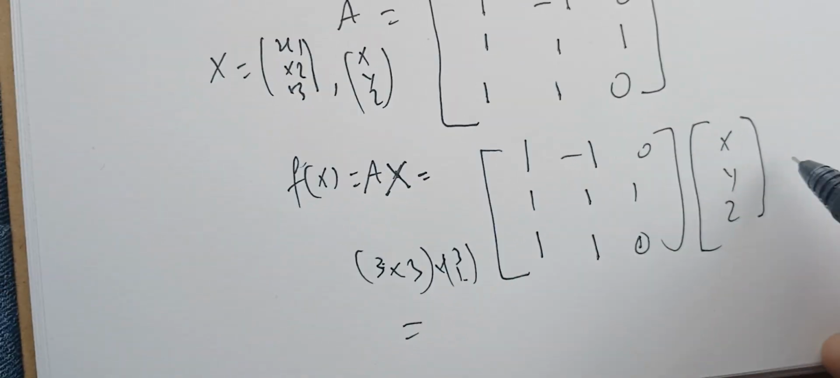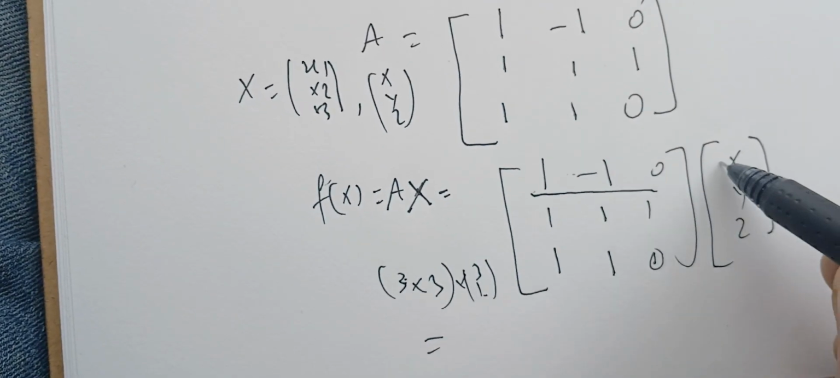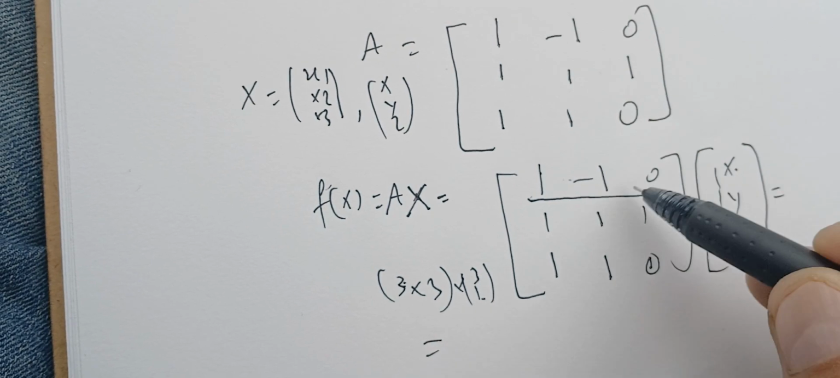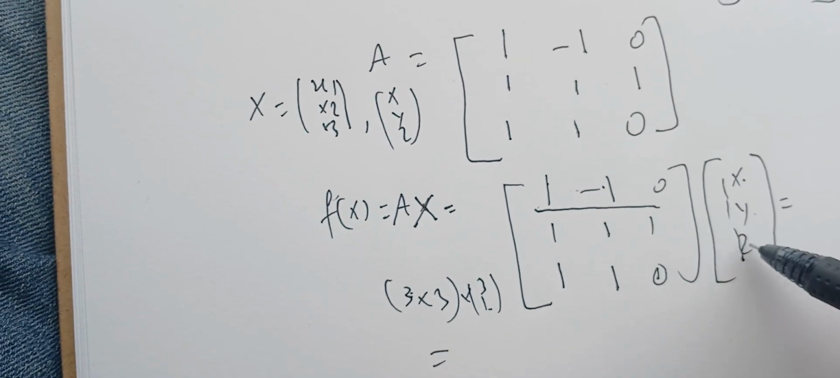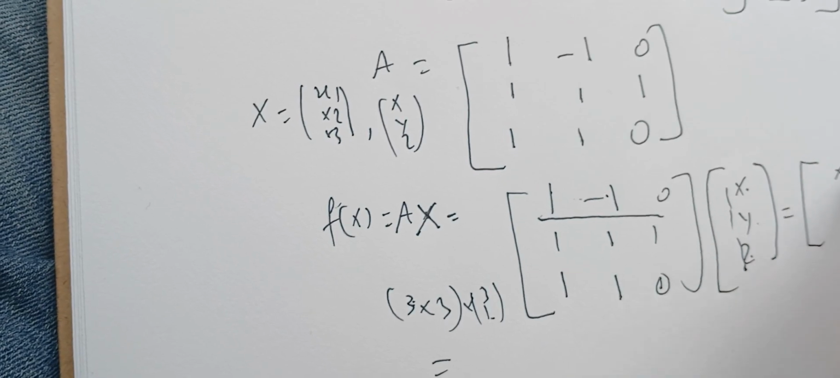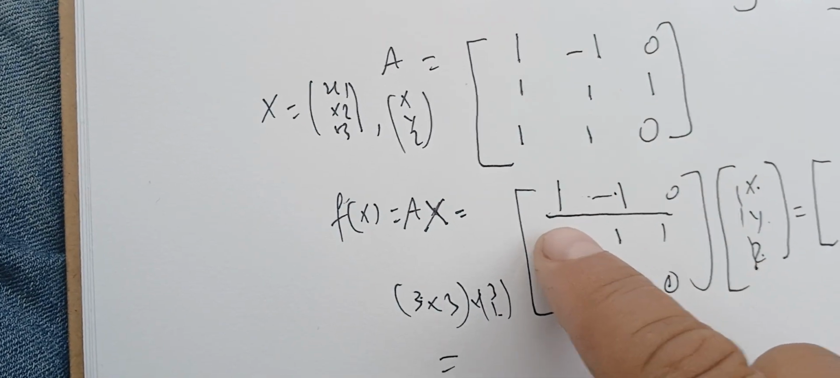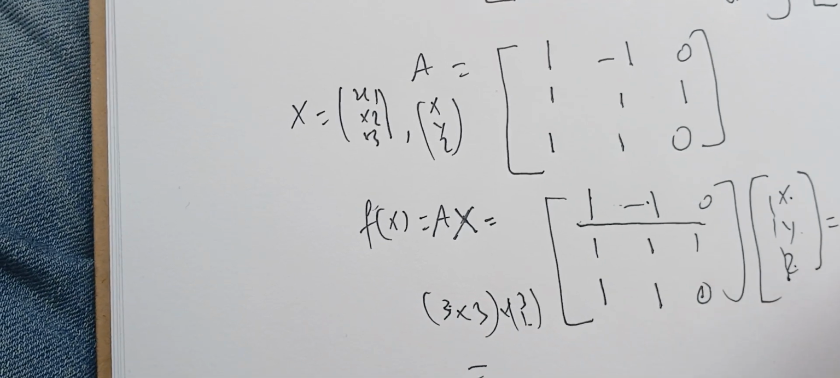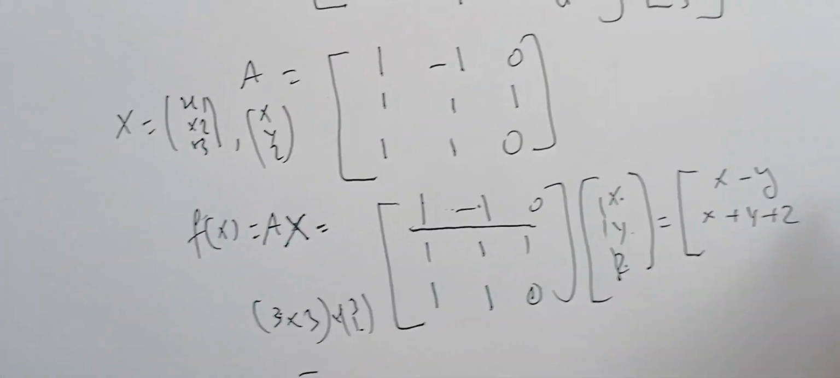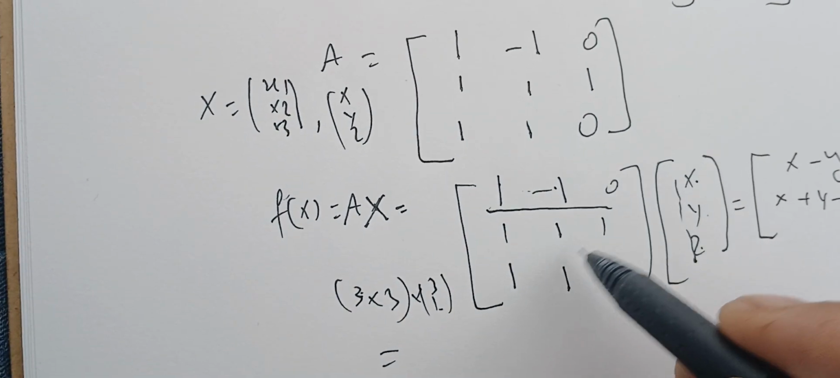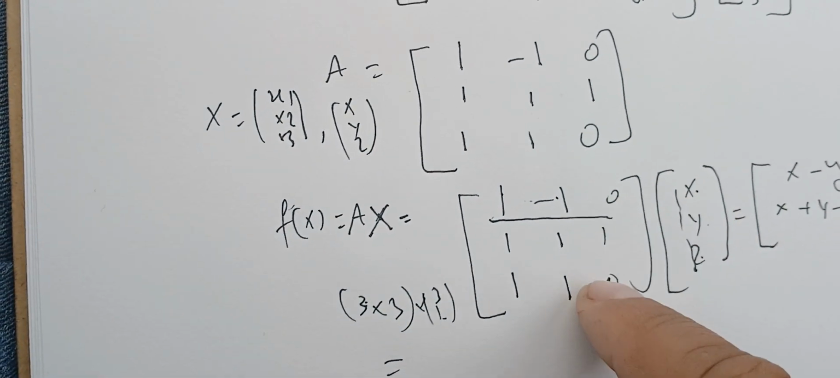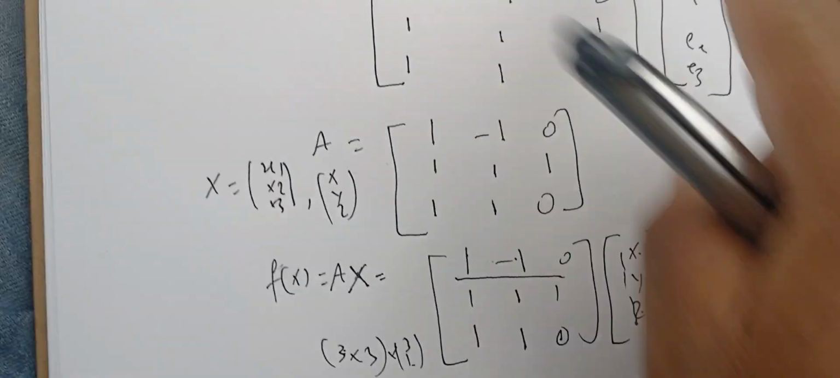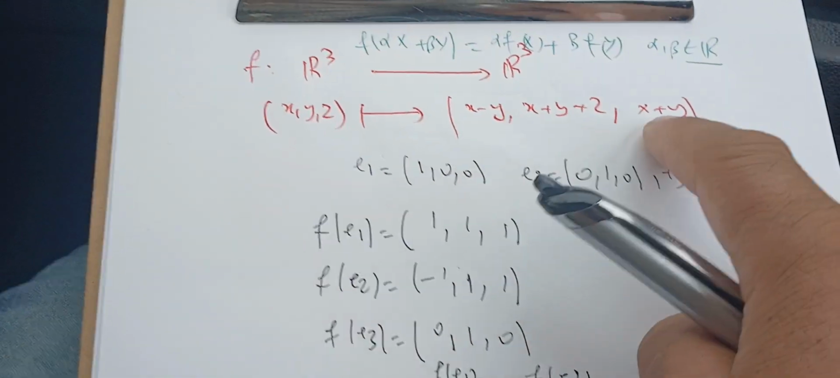How do we do multiplication? We multiply this row by this column, component wise. That means 1 times x plus minus 1 times y plus 0 times z. We get x minus y. Next, we multiply 1 times x plus 1 times y plus 1 times z. We get x plus y plus z. And finally we get 1 times x plus 1 times y plus 0 times z, which is x plus y.